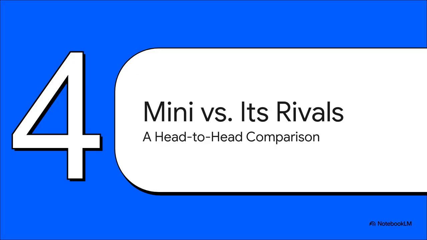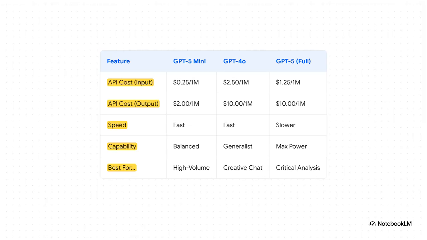Okay, so let's put this all into perspective. How does GPT-5 Mini really stack up against the models everyone knows and loves? The super popular and versatile GPT-4o and the new heavyweight champ, the full GPT-5. When you put them all side by side like this, the choice just becomes crystal clear. I mean, look at that cost difference. The advantage Mini has over both GPT-4o and even the full GPT-5 is just massive.